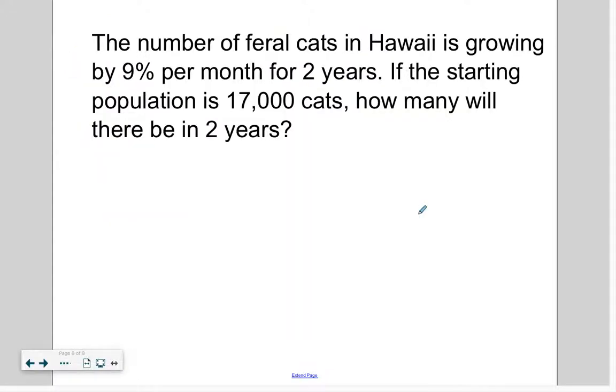This one says the number of feral cats in Hawaii is growing by 9% per month for 2 years. If the starting population is 17,000 cats, how many will there be in 2 years, assuming there's no limitations on space or food? The general equation for exponential growth is this. A of t is a function of time, okay, is equal to little a times 1 plus r to the t.